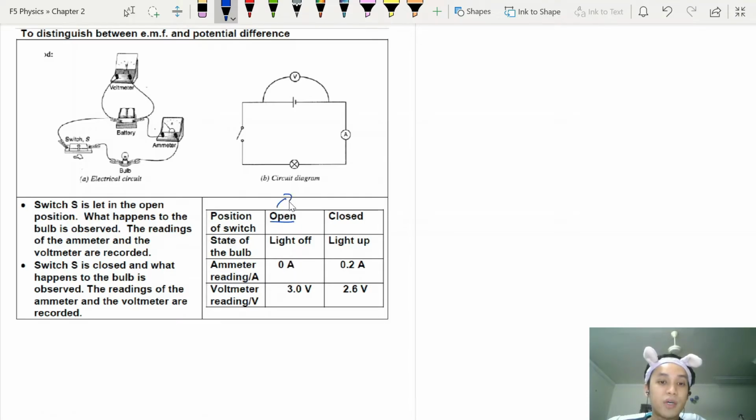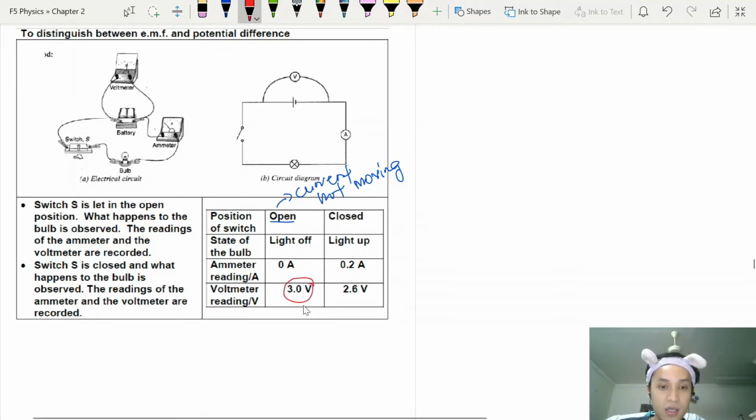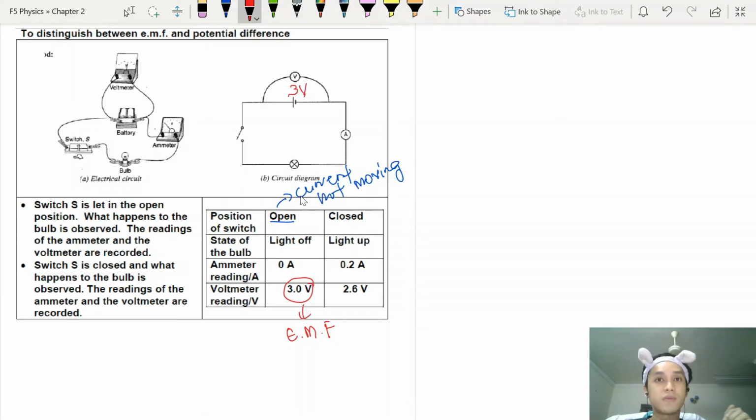Remember, current not moving. So when we say open circuit, meaning the switch is open, it's not connected yet. When the switch is not connected, and you measure with a voltmeter, you get 3 volts. So this is the EMF, meaning I know that my total voltage in the circuit is 3 volts. I know the battery is 3 volts.